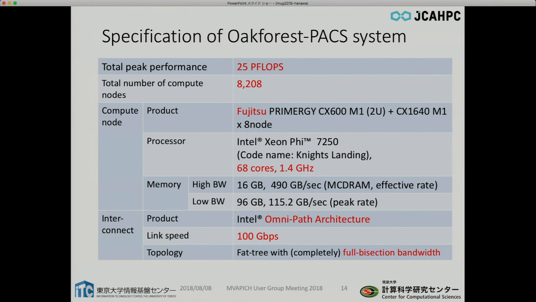This is a specification of the Oakforest-PACS system. As you know, the KNL has high bandwidth memory with 16 gigabytes, and also ordinary DDR4 memory. In our system, each node has 96 gigabytes. And also, as I mentioned, Intel Omni-Path Architecture with a full bisection bandwidth fat tree.